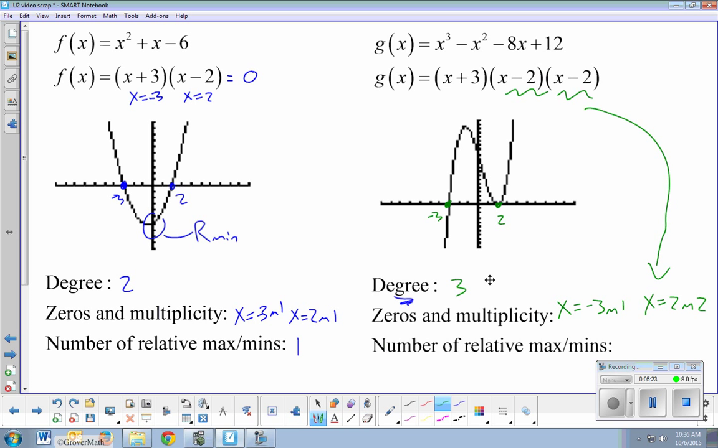We'll get to that. But you can't have more than that. If our degree is 3, we can have at most 3 roots. But we can have fewer than that. We can't have more than that. And multiplicities. Now, one thing here.